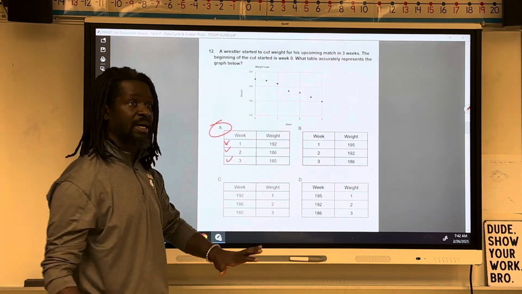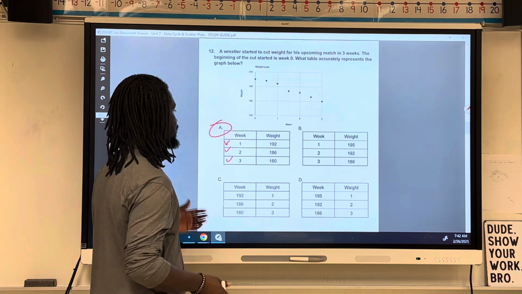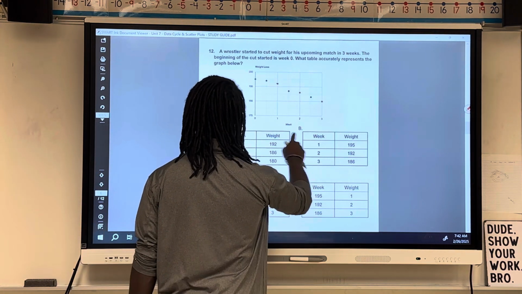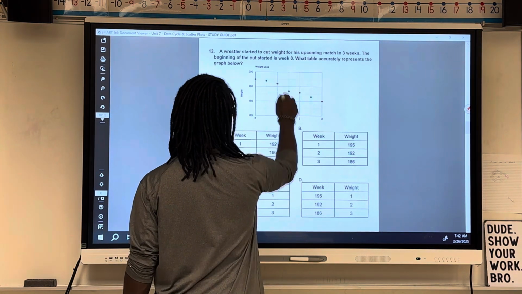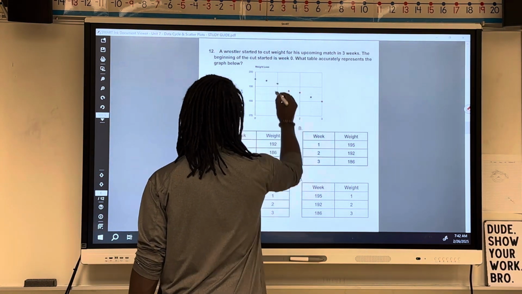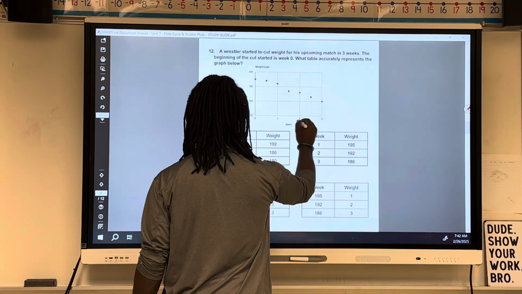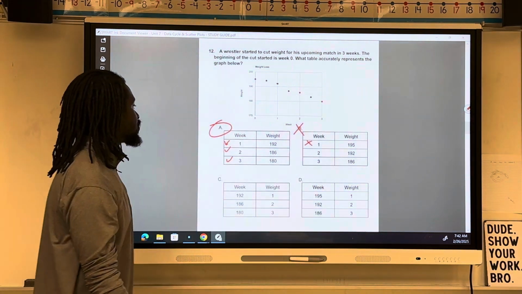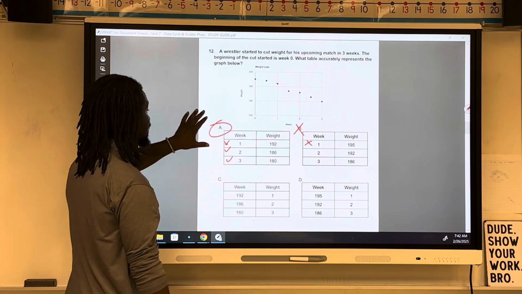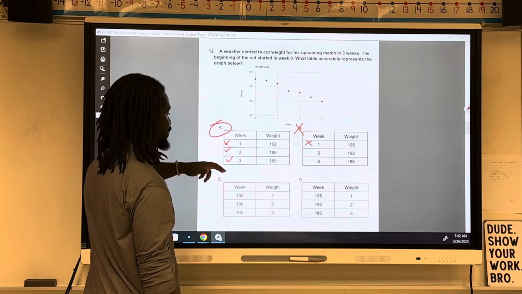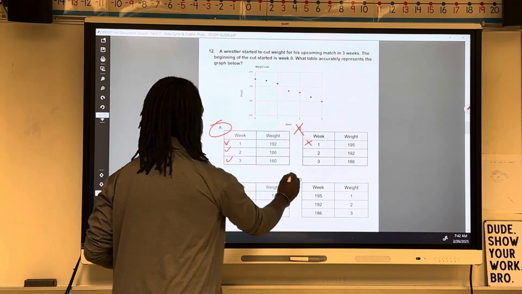For the sake of time, I'm not going to do this in order to make the video short, but again, I would 1 and 195. Well, 195 would be up here, so I know that one's wrong. So you want to verify all the other ones are incorrect, or at least make sure you have checked all of the points on a particular table, but those are all wrong.